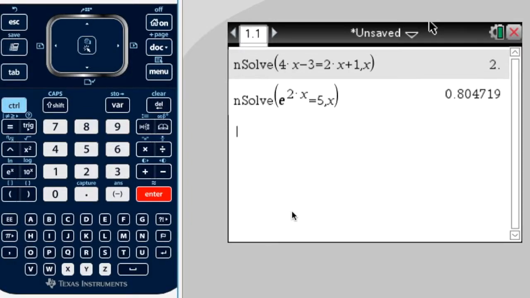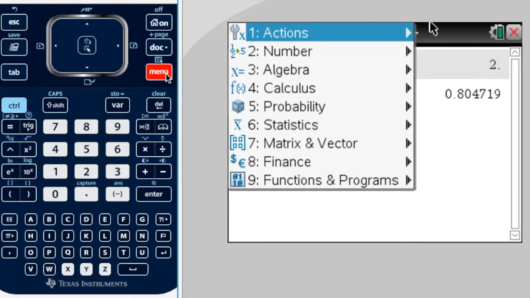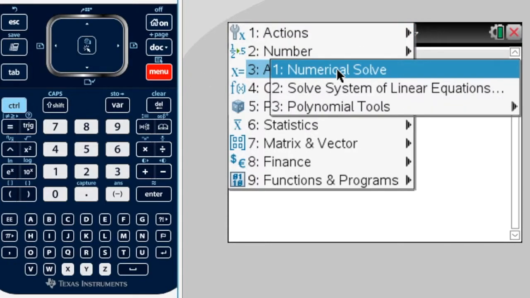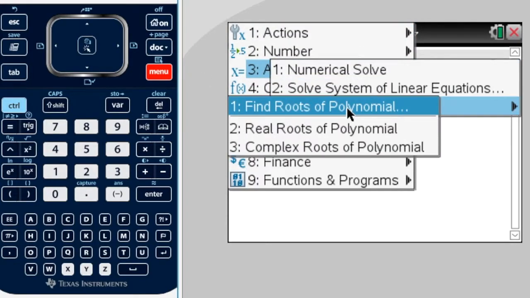In the previous section, you learned how to use nsolve to solve equations. Now, that's all good, but it only gives one answer. If you have a quadratic with x squared or a cubic or any other polynomial, you need something that'll give you multiple answers. So here we use polyroots. So we go Menu, Algebra, Polynomial Tools.